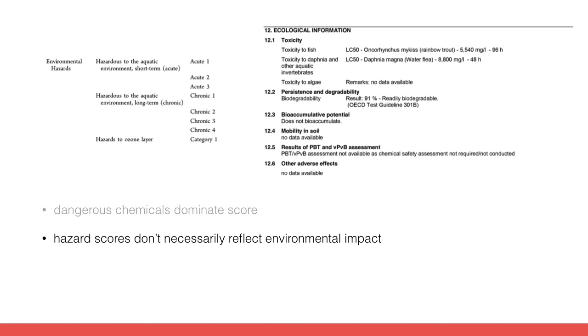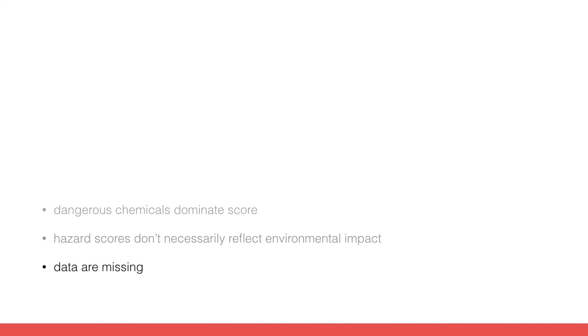I also want to point out that safety data sheets also don't have a lot more information than that. If they do have categories, they often don't have any data for them. And of course, that's what I'm going to talk about next. There's a lot of data missing, and so that influences scores quite a bit.